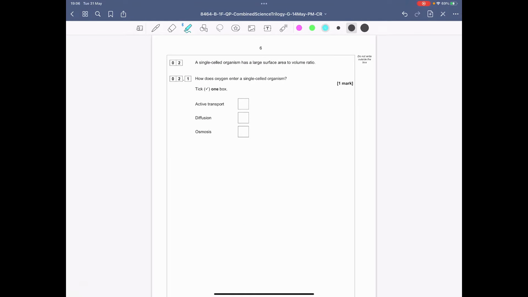Question 2 then. A single-celled organism has a large surface area to volume ratio. How does oxygen enter a single-celled organism? Well, oxygen is a particle. How do particles get into our cells? It should be diffusion, because osmosis is just to do with water, and active transport, well, I'm sure we'll come on to that part in a bit.